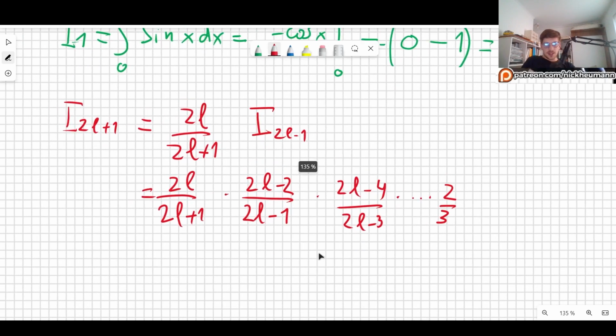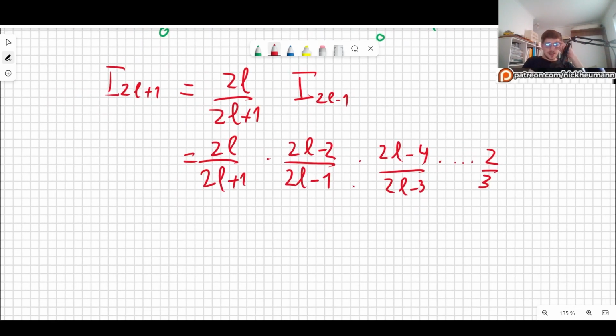Okay. So in this case, what do we do? Notice we don't quite have a factorial here, right? We have 2L times 2L minus 2 times 2L minus 4 times and so on, but we don't have an actual factorial. And in the denominator, we don't have it either: 2L plus 1, 2L minus 1. So we are missing some terms.